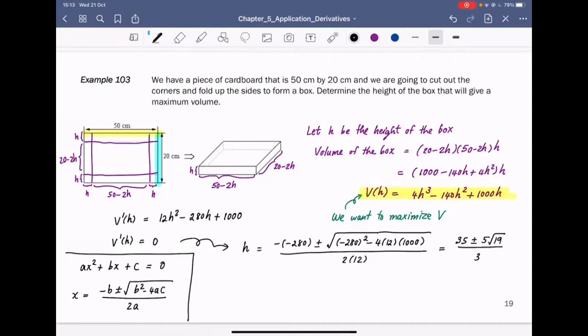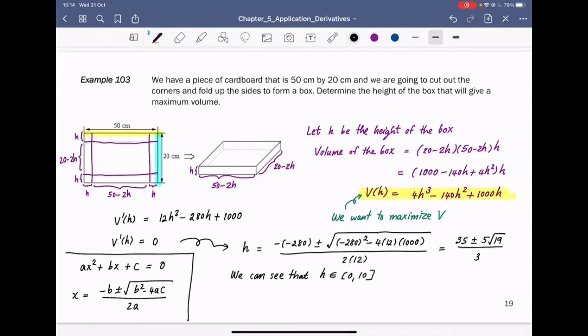Once you get h equal to that, you have to figure out what is going to be your answer. h equal to 35 plus 5 square root 19 over 3, or h equal to 35 minus 5 times square root 19 over 3. So you have two answers here. However, we can see that the value of h must be in between 0 and 10.